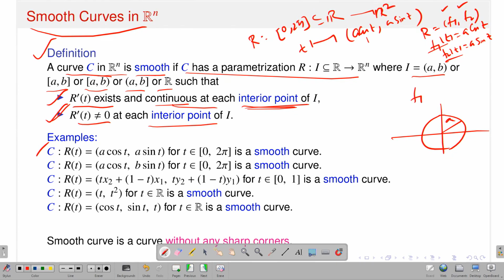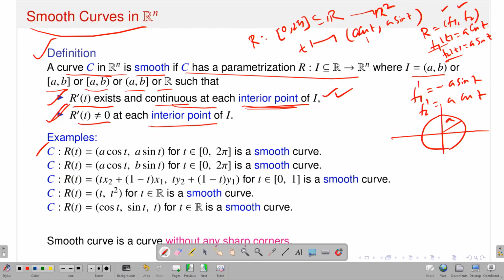So, what is the derivative? f1 prime is nothing but minus sine t, and f2 prime is cosine t. So, small f1 and small f2 are both differentiable. Not only that, the derivatives, cosine and sine, are continuous functions. So, in other words, your capital R is a differentiable function and its derivative is continuous, which means the first condition is satisfied.